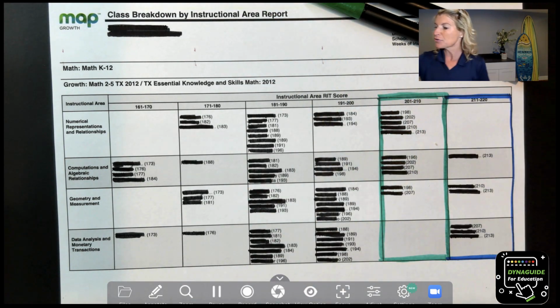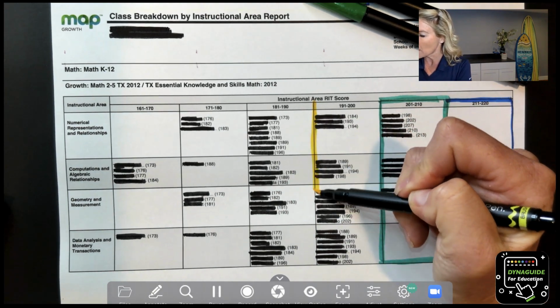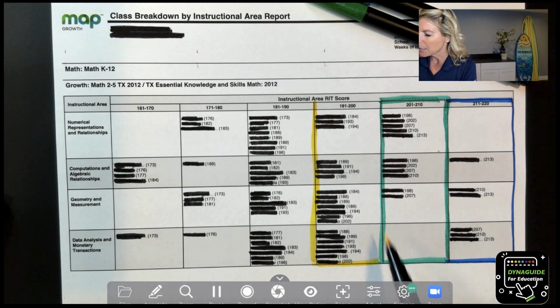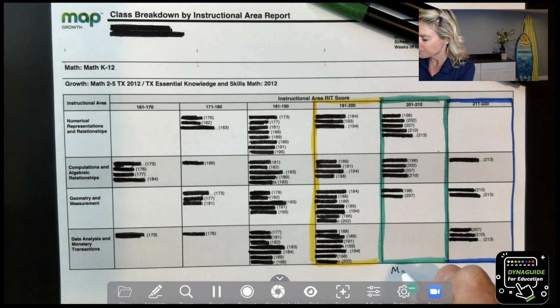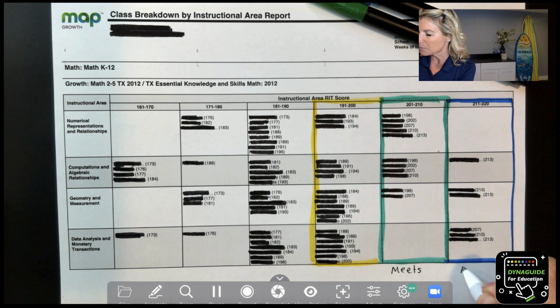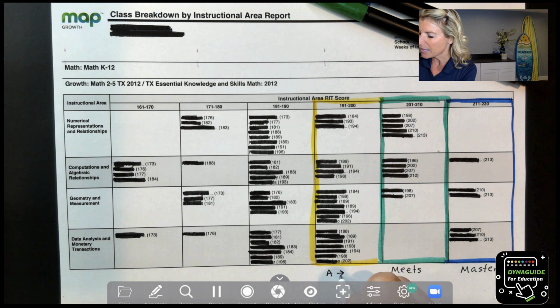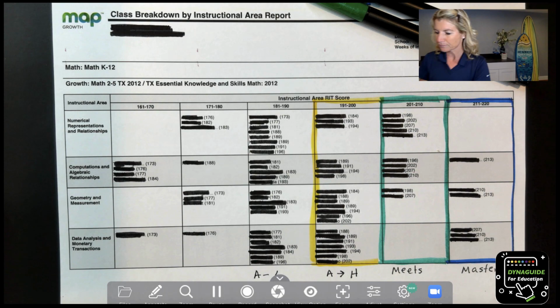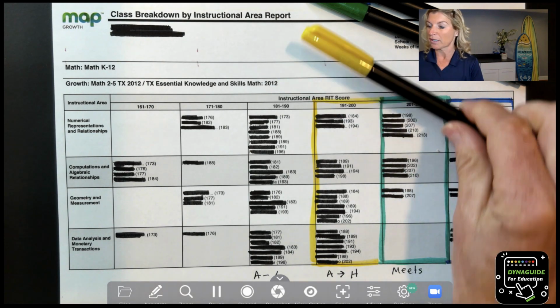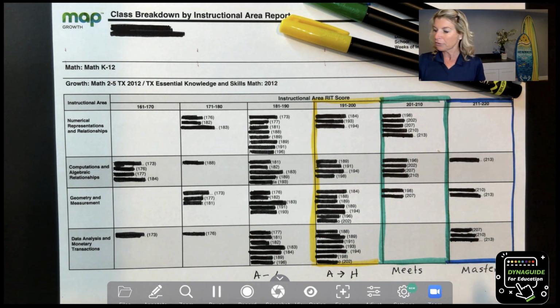The next thing we're going to do is grab our yellow, and I'm going to highlight one band over. If you were in Texas, I'm going to give you these different areas. So this is going to be our masters, this is going to be our meets, and this is going to be approaches high. And you guessed it, this is going to be approaches low. So the band colors are helping me figure out where I am working and what I need to work on. Again, I got done with my blue, my green, my yellow.